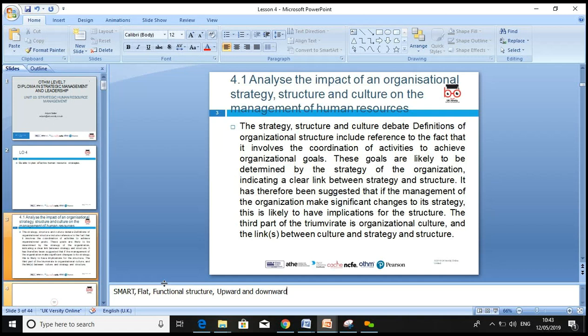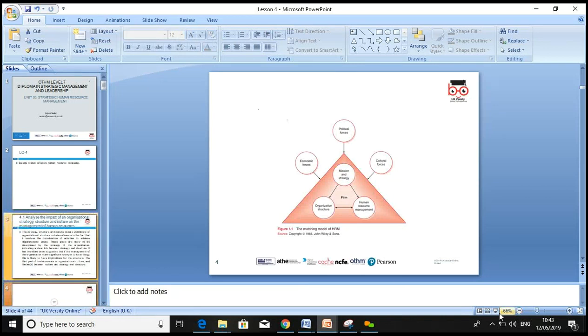So we need to make sure our organization structure is in a way that communicates. We have a clear chain of command, who is responsible for what. We have clear roles and responsibilities to achieve our organization objective.